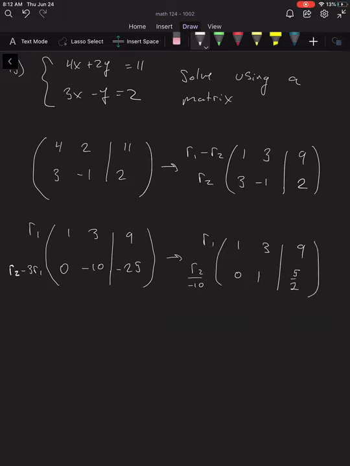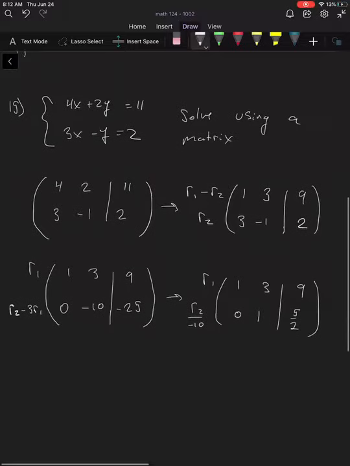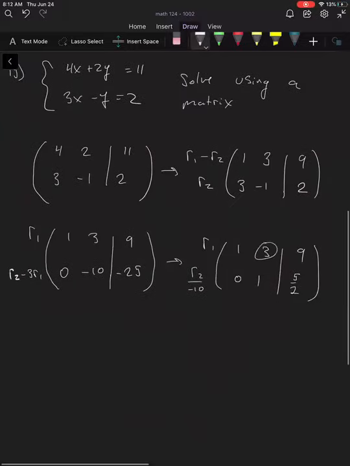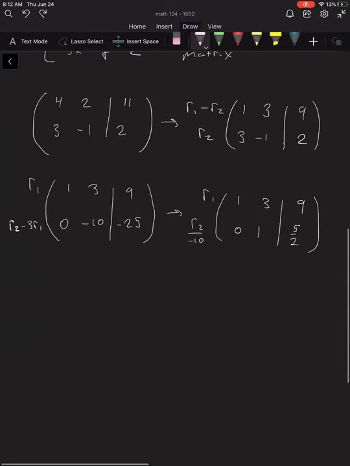Okay, we're almost done. So now what we want is, if you go to the next step, turn A2 into 0. A2 is this piece right here. So the easiest way to turn that into 0, let's just take row 1 and subtract 3 of row 2, because then we'd have 3 minus 1 times 3, which is 0. And then we're going to just rewrite row 2.